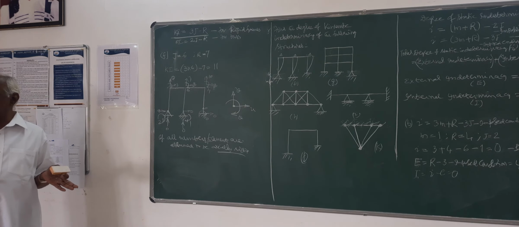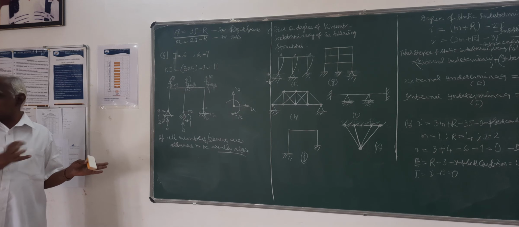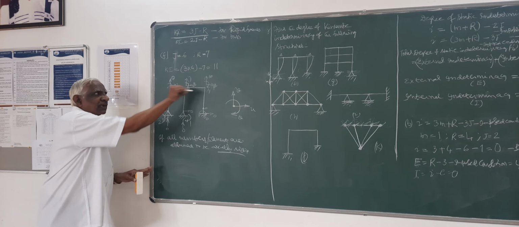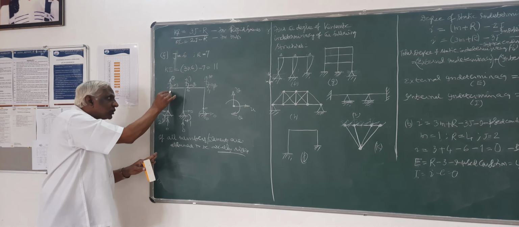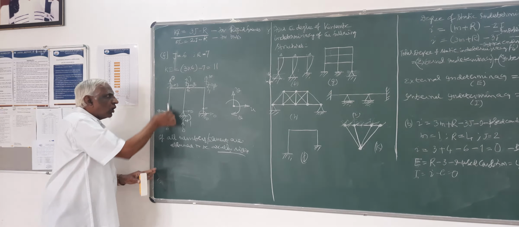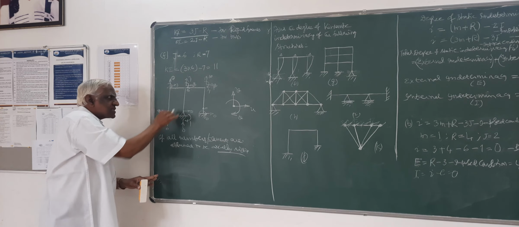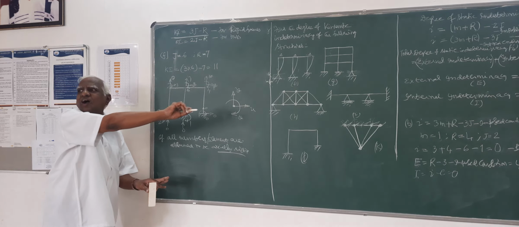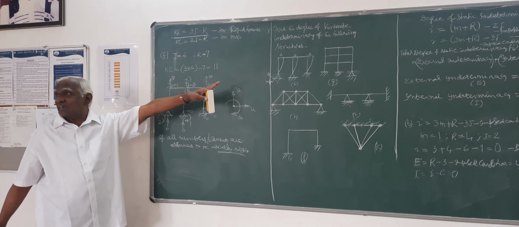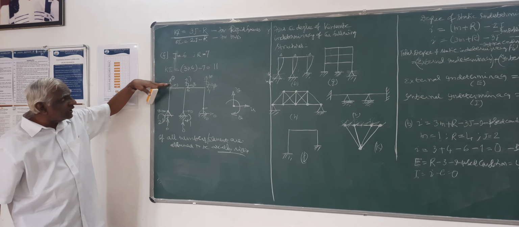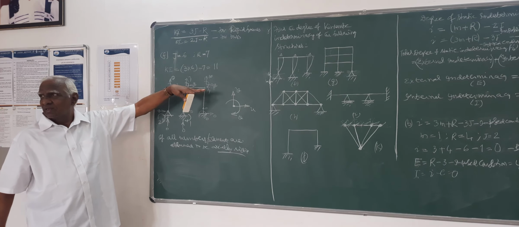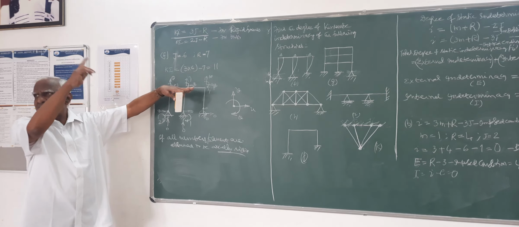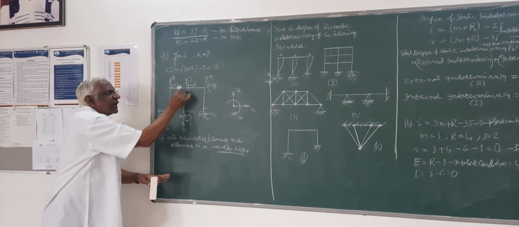Already you must have studied in undergraduate level, sway, non-sway. This is called sway. Sway we always define as the translatory motion normal to the axis of the member. For all the vertical members, the axis will be vertical. Normal to the axis is movement in the horizontal direction. That is the delta sway. For all the horizontal members, sway is in the vertical direction. Sway we define as the translatory motion normal to the axis of the member.